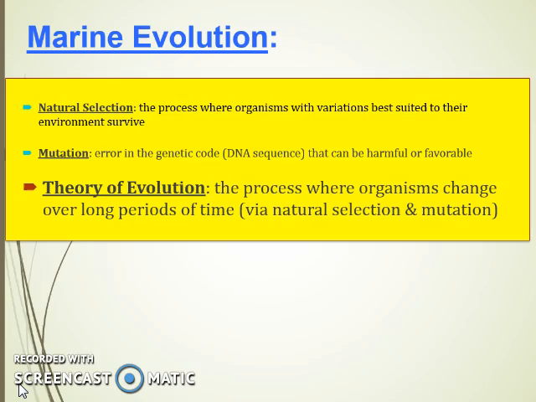And we're also going to talk about the theory of evolution. We talk about the process where organisms change over huge periods of time through the process of natural selection and through the process of mutation. Now, when we talk about natural selection, we're going to talk about the different conditions that are required for natural selection to occur.